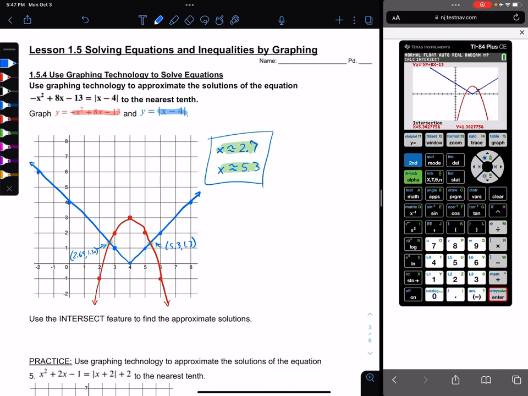All right, that's it for using graphing technology. You should have a pretty good idea now of solving equations and inequalities using the graphing calculators.